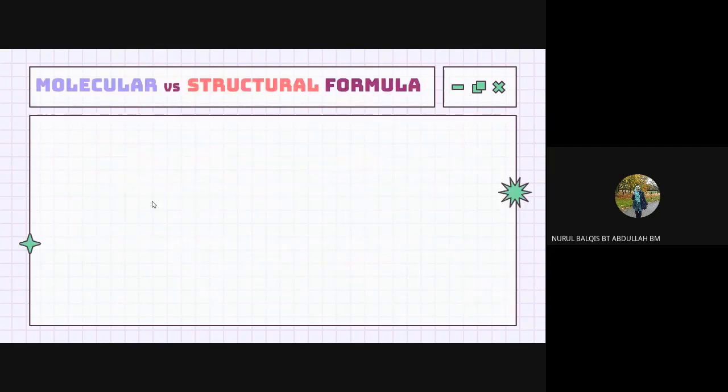So let's start. So from the name of the subtopic itself, we have molecular and structural formula. When we say formula, it means dia ada apa dalam formula tu? Bila sebut a formula, what comes to your mind? Bagi contoh, any contoh. Just anything, bagi tahu saya. CH4 lagi. AlCl3 formula tak? Yes, chemical formula lah. Before this, you learned about empirical formula, you learned about molecular formula.